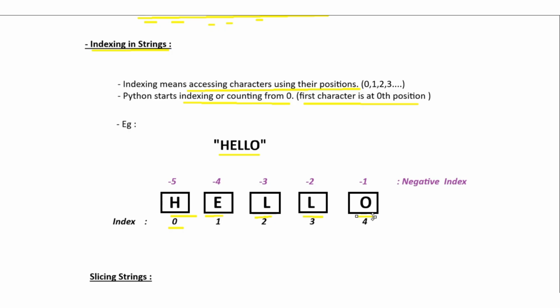Why is this useful? Because sometimes you need just one character. Sometimes you want to check the first letter, sometimes the last letter. Indexing makes it easy to pick exactly the character you want.